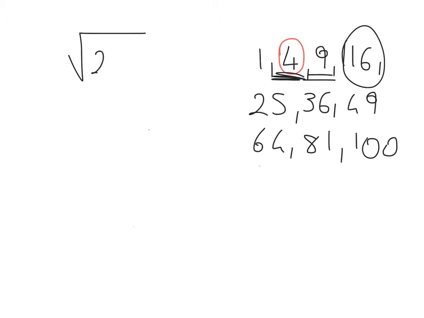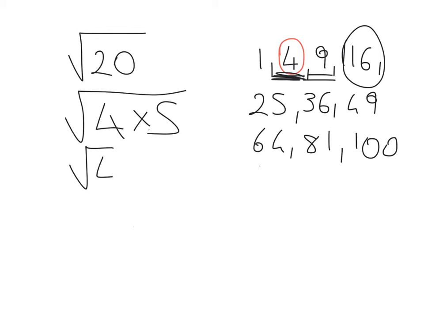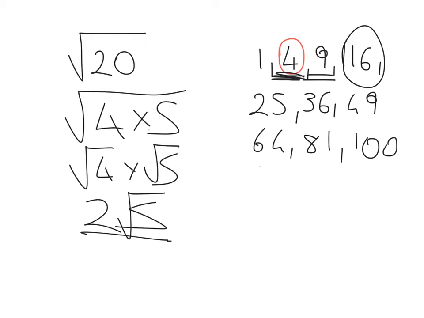Root 20. So again we can select 4 as the biggest factor of 20. Root 4 times 5, root 4 times root 5, square root of 4 is 2, final answer is 2 root 5.